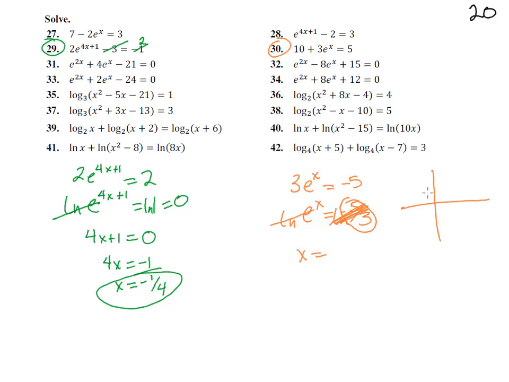e to the x was a function that looked like this. Its range only extended to the positive numbers. It never hit 0 and it never hit negative numbers. So e to the x equaling a negative 5/3 would never happen. There is no solution, certainly not in the real numbers. So that's something we have to be careful about, is that we can never take the log of negative numbers or 0.